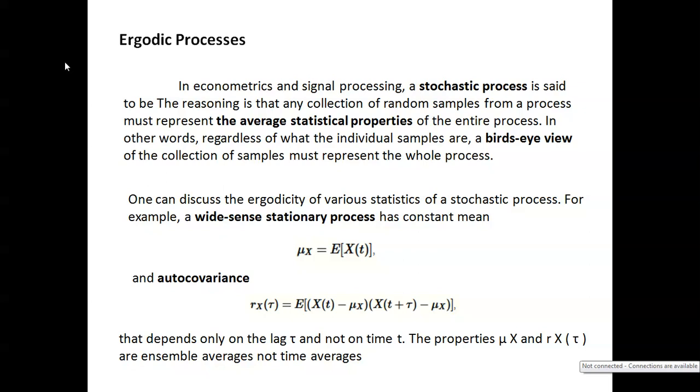Ergodic process. So an ergodic process is a random signal process. Also, it's a stochastic process. So, what is a random process?